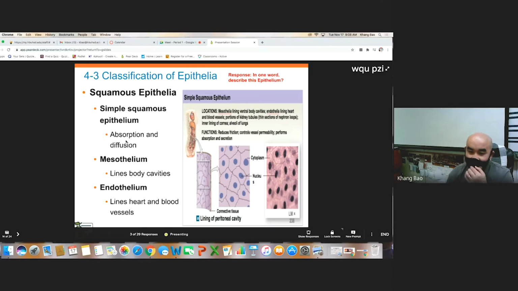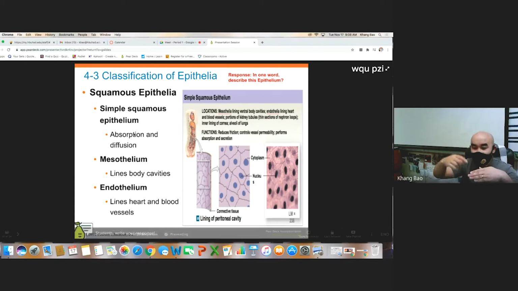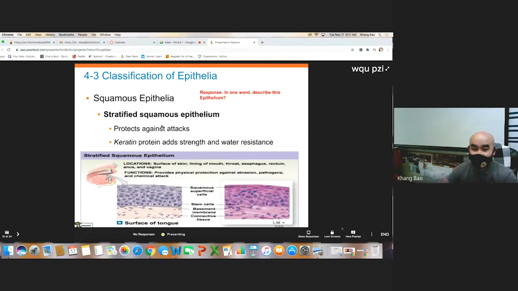Its job is more absorption. Simple squamous is so flat, it's thin. It allows things to absorb. So it kind of lines any organs or any part of your body where things can go in and out because it's thin. Squamous as well, but now we talk about stratified.